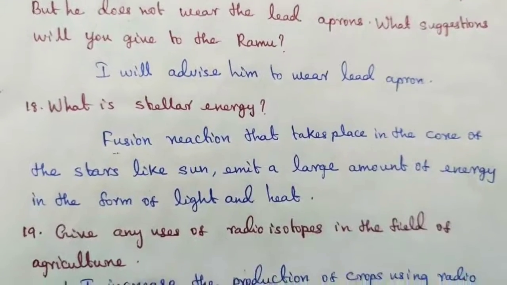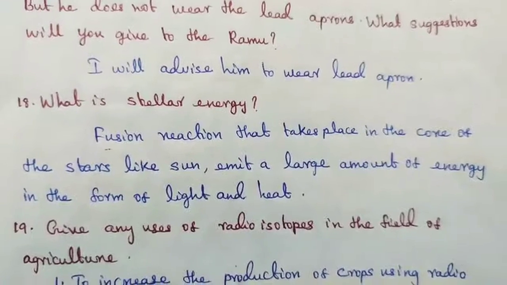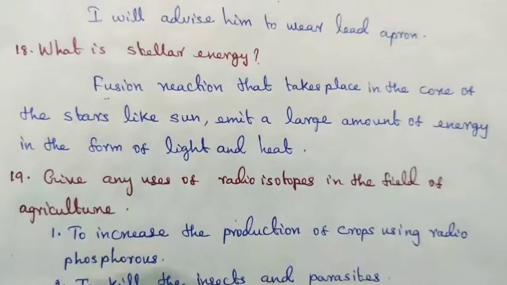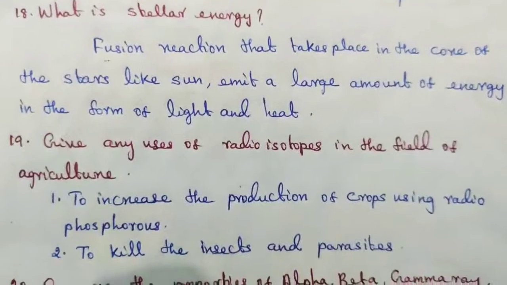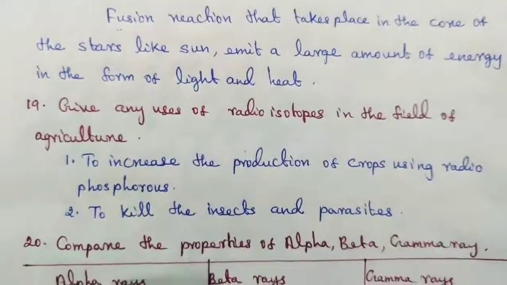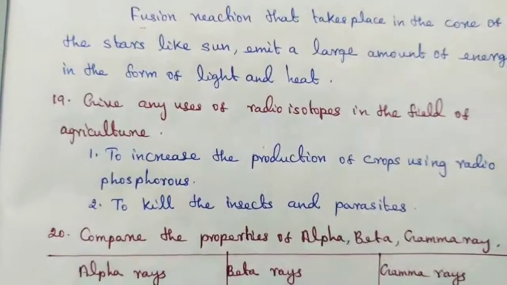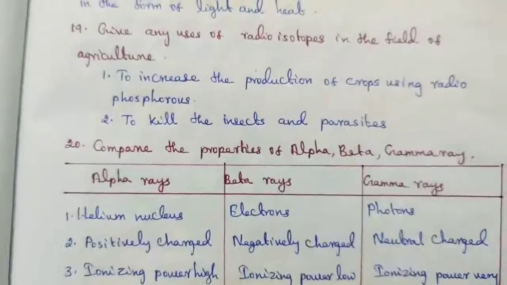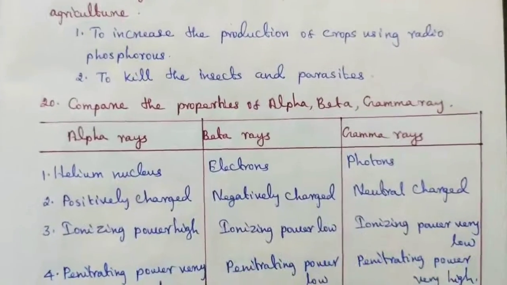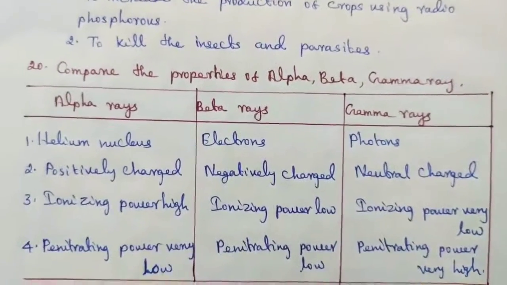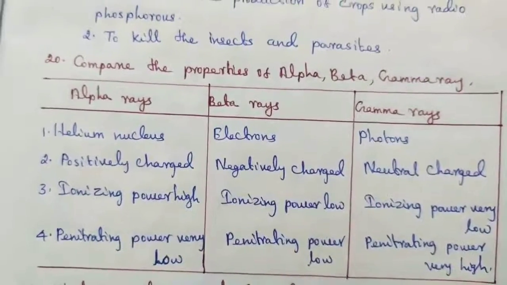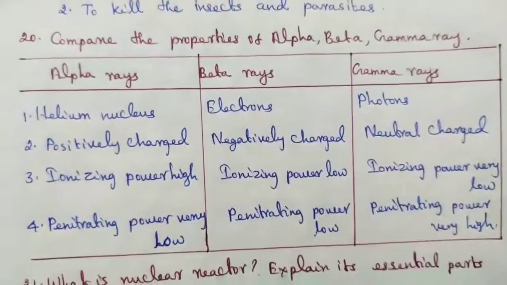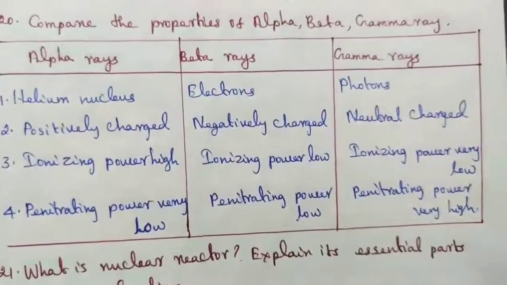Give any use of radioisotopes in the field of agriculture. To increase the production of crops, using radiophosphorus, and to kill insects and parasites. Compare the properties of alpha, beta and gamma rays. Alpha rays: helium nucleus, positively charged, ionizing power high, penetrating power very low. Beta rays: electrons, negatively charged, ionizing power low, penetrating power low. Gamma rays: photons, neutral, ionizing power very low, penetrating power very high.